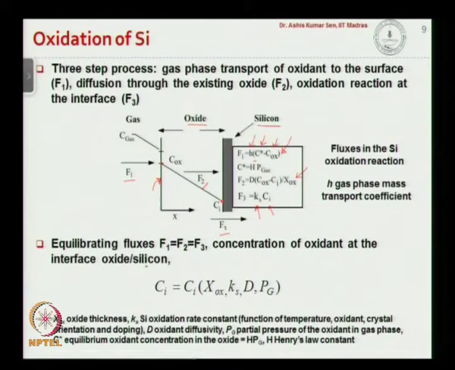Now if you equate all these three fluxes, F1 equal to F2 equal to F3, then you can find the expression for the concentration of the oxidant at the silicon and oxide interface. So the concentration of the oxidant at the interface depends on the oxide layer thickness, the rate constant, the diffusion coefficient and the partial pressure of the oxidant in the gas phase.